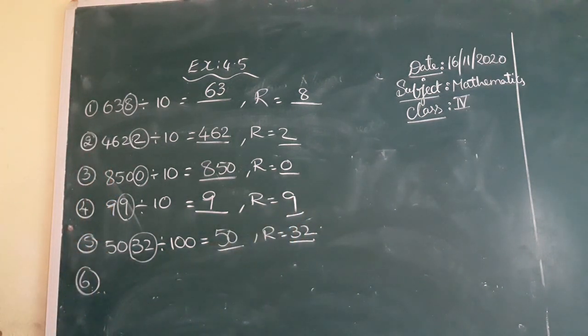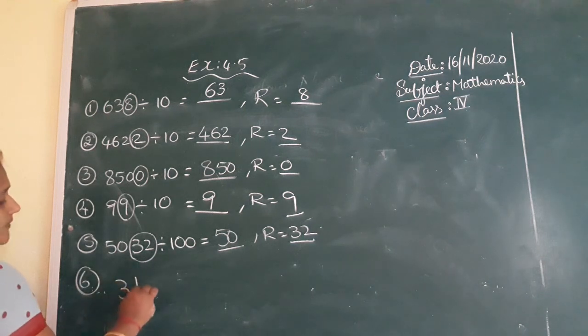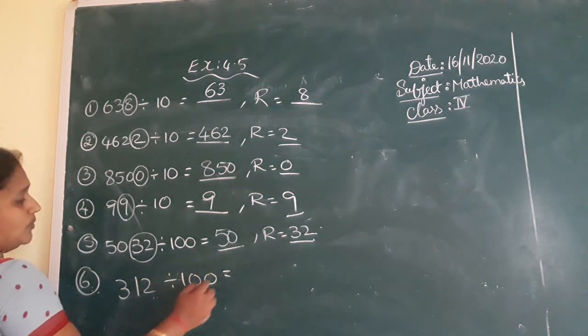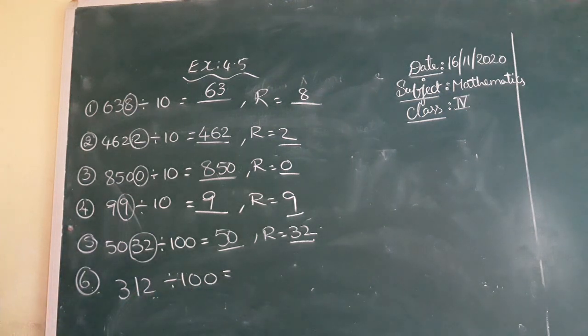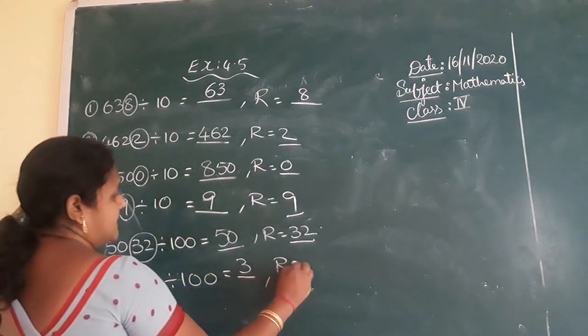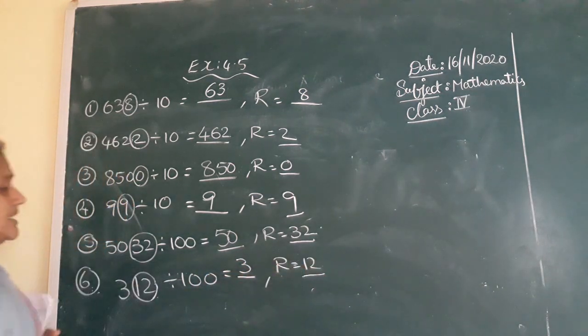See the sixth one, children. 312 divided by 100. Now we are dividing with 100. So you have to circle the ones and tens places. Ones, tens, circle it. So what is left? 3 is the quotient and the remainder is 12.